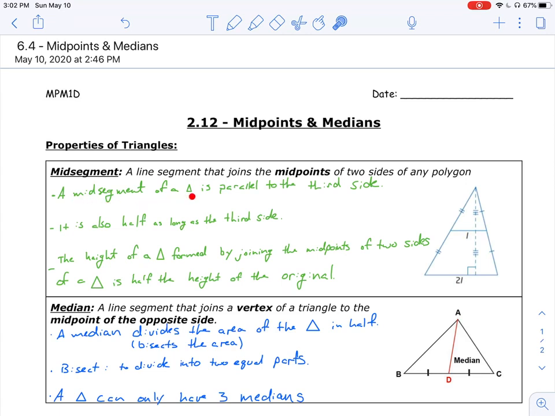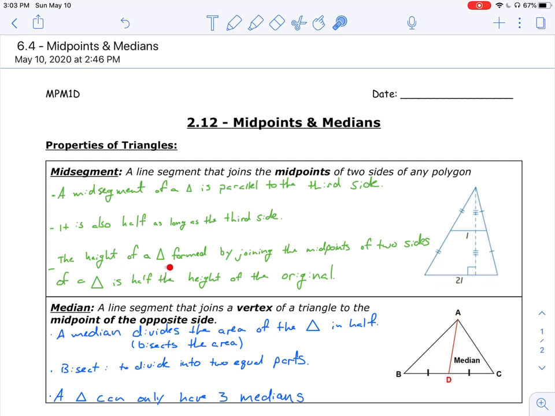A mid-segment of a triangle is parallel to the third side. So this is our mid-segment. That third side of our triangle is right here. So this mid-segment is always parallel to that third side of the triangle. It is also half as long as the third side. So the mid-segment is always half of the third side. So the third side can be indicated by 2L, two times the length, and our mid-segment is given to us as just one length.